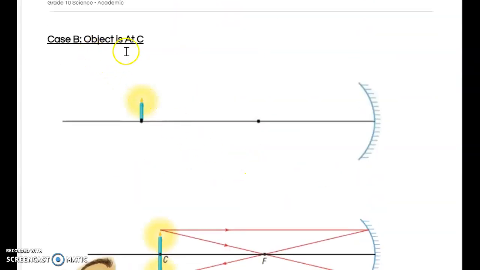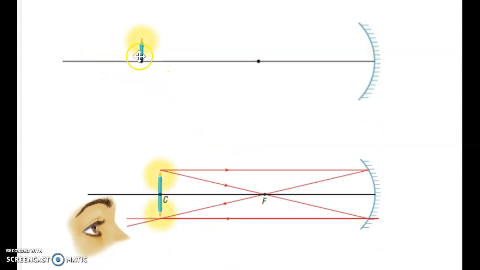Okay, case B, object at C. This is if I put the object right at the center of curvature, what's going to happen? I draw my ray parallel to the principal axis, reflected through F, and then I draw my incident ray going through F, which bounces and reflects back parallel to the principal axis. Both reflected rays will converge at C.